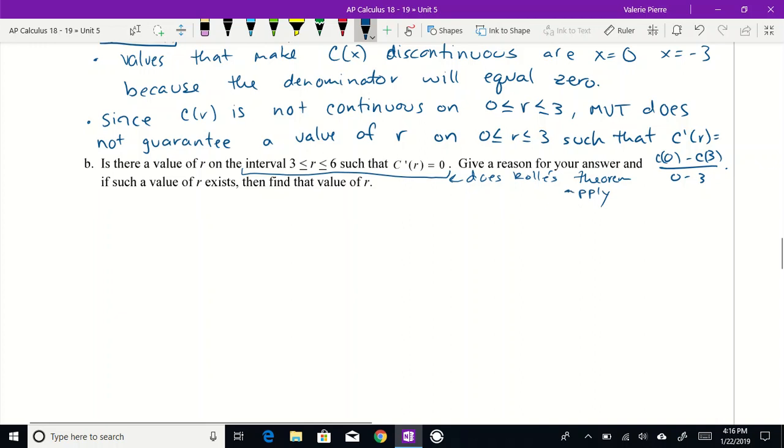And it's giving us a different interval, so we can't just assume that since MVT didn't apply above, that Rolle's theorem won't apply here.